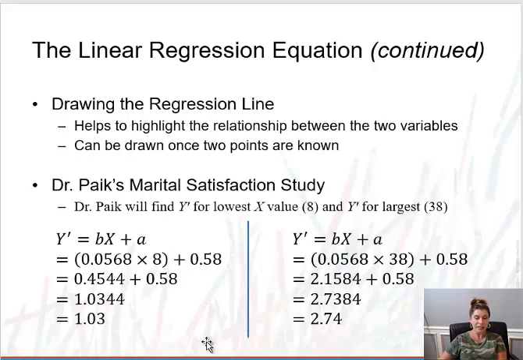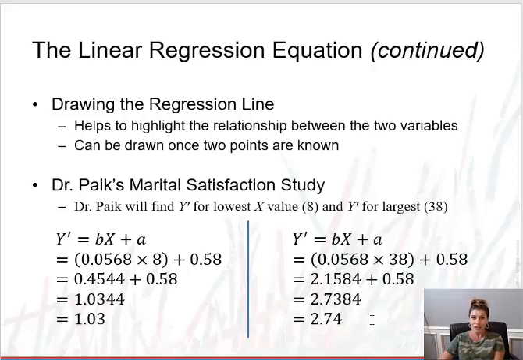So let's try this again with a couple of other scores. And let's do this for the lowest score and the highest score in the actual data set. So what is the predicted value of y for a score of 8 on the gender role flexibility instrument? So again, 0.06 times 8 plus 0.58, that gives us 1.03. And then the predicted value of y for a score of 38 on the gender role flexibility test. You work that out and you get a 2.74.